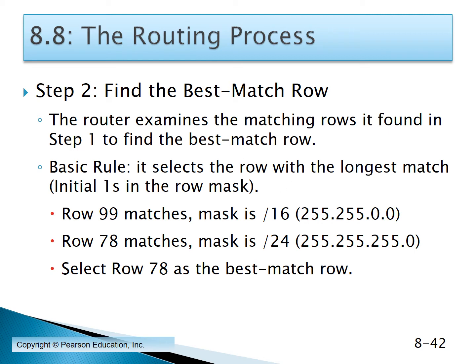The basic rule is that it will select the row with the longest match. So that means the initial ones in the row mask. Say for example, row 99 has a match, the mask is 16 bits. And row 78 also has a match, the mask is 24 bits. So then row 78 is the best match row, because it's actually more specific, right? You can guess here, it's actually sending it directly to the subnet. But this one is only sending to the network. You still have to find the subnet within the network. So this one is more specific.